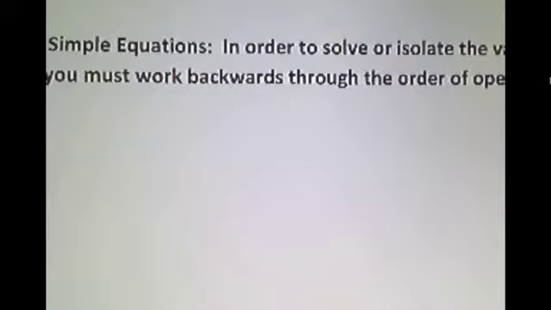Once you identify your variable, you're going to choose anything on that side that needs to be removed, any other numbers, and you're going to do that first by getting rid of anything that is added or subtracted. It must go to the other side or be eliminated. Then you can work on multiplication and division.